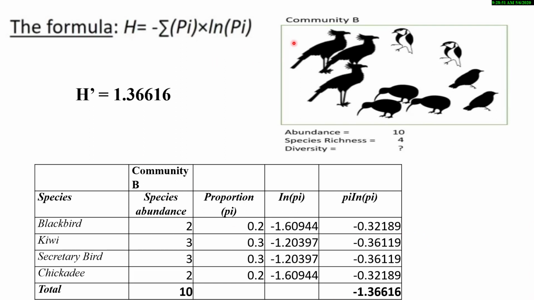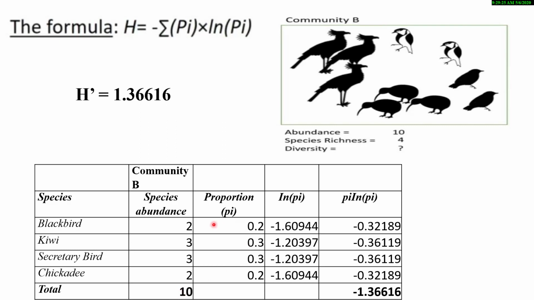Let's look at community B. The community B with blackbird species is what? 2. We have 2 of them. Kiwi bird, how many? 3. Secretary bird, how many? 3. Chickadee bird, how many? 2. So when you add all these, you are going to get 10.